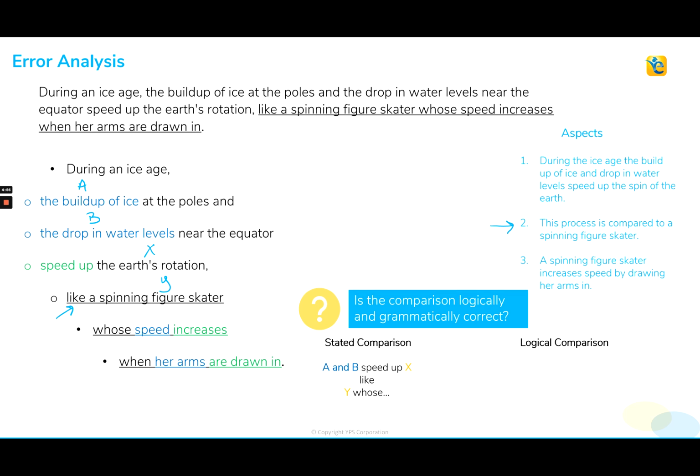So if we look at the logical comparison, we would need A and B, being that buildup of ice and that drop in water levels, speed up X, which is that Earth's rotation, as, because we need to compare the way these two things are done, a spinning figure skater increases her speed. So as Y increases, we'll say Z here. That's the formula we're going to need for our comparison to make this logically and grammatically correct.